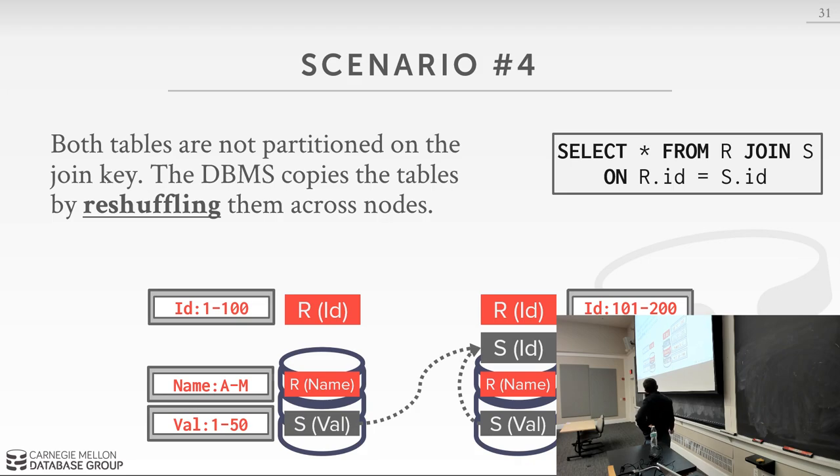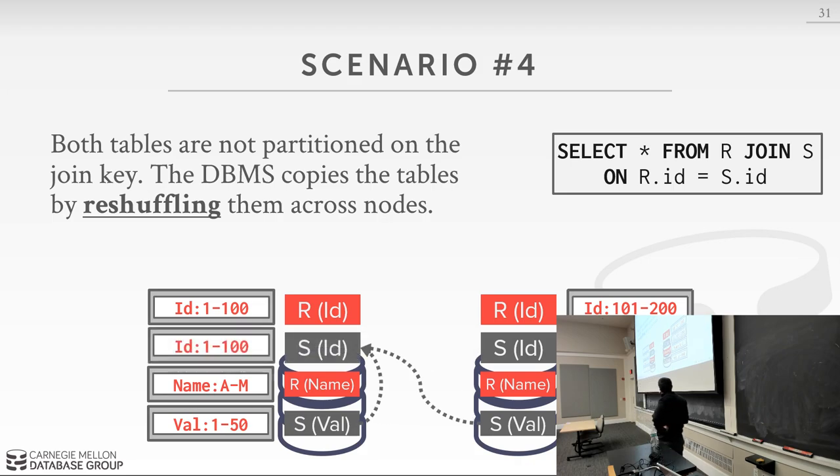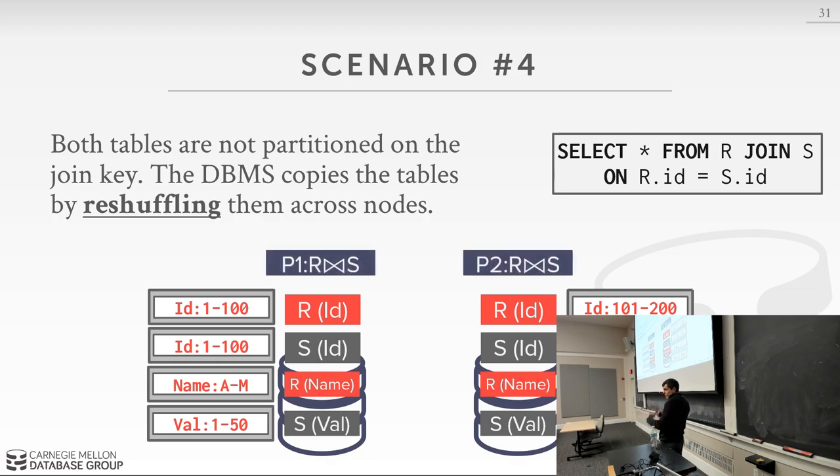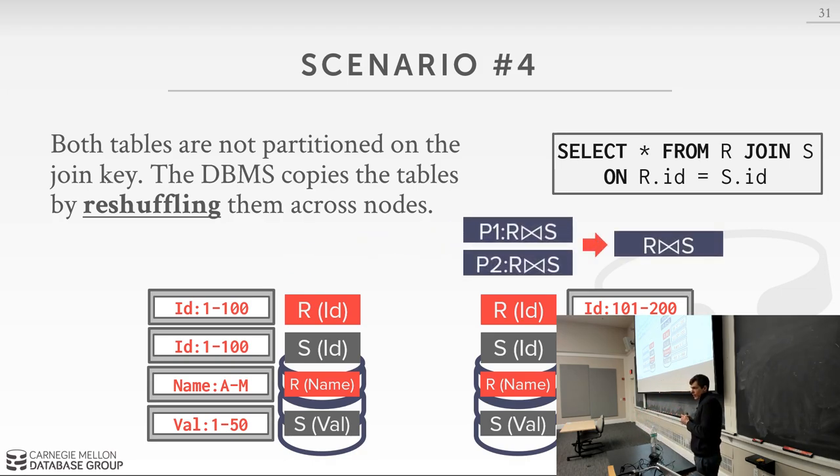Then you do the same thing for S on both sides. So now at this point, I'm back in scenario 2, where both tables are partitioned on my join attribute. So now I can compute my local join, get my result, send that to a central location, and combine it together.